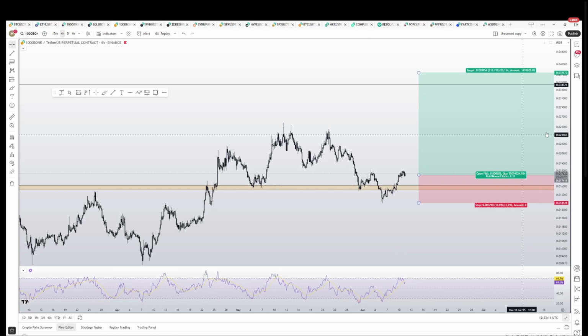Chill guy did sweep Monday lows. AI16Z, chill guy, they're giving like the strongest bounces. Let's look at AI16Z.